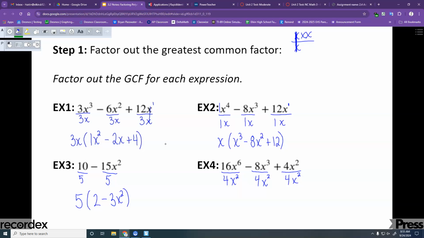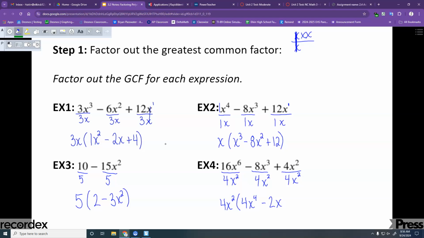All right, so make sure whatever you're dividing by has to be written out front. Okay? 16 divided by 4 is 4. X to the 4th power. If you had 6 x's, you took 2 away. Now you've got 4 left. 8 divided by 4 is 2. You had 3 x's. You took 2 away, so you just have 1 x left.